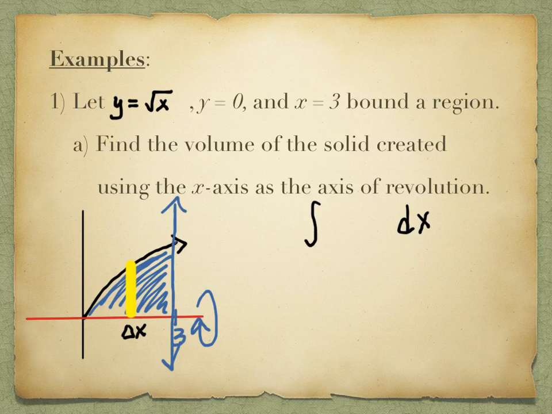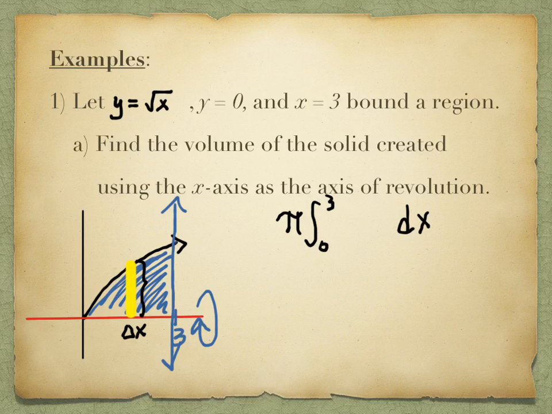My integral sign has a pi in front of it, and then I'm going to use limits of integration that reflect the x values. So what is the smallest x value represented by this region? 0. And the largest one? 3. Perfect.